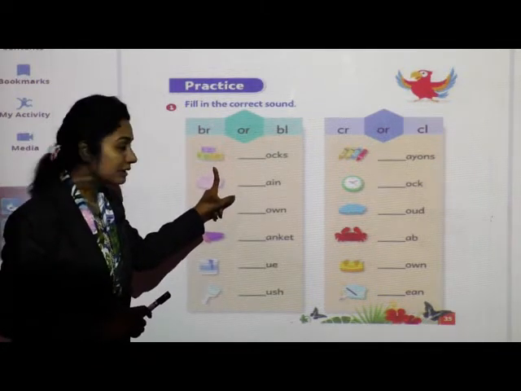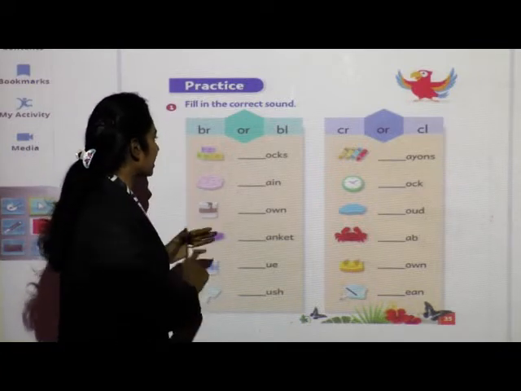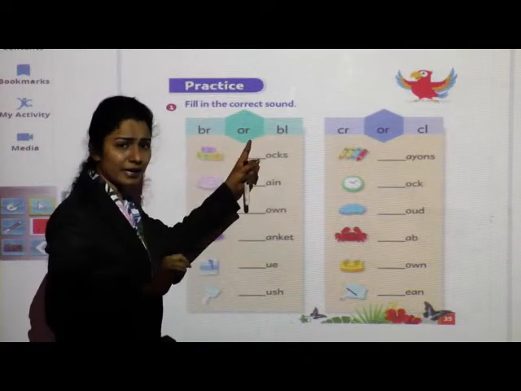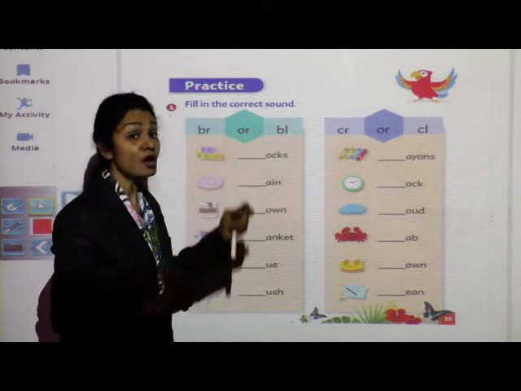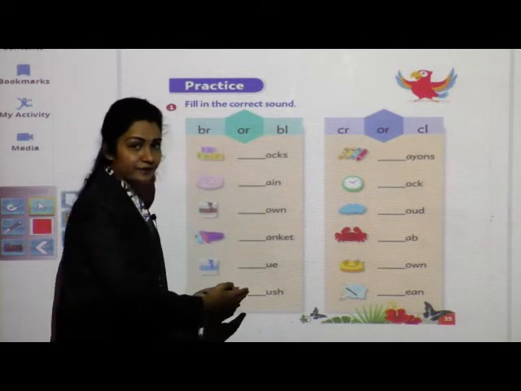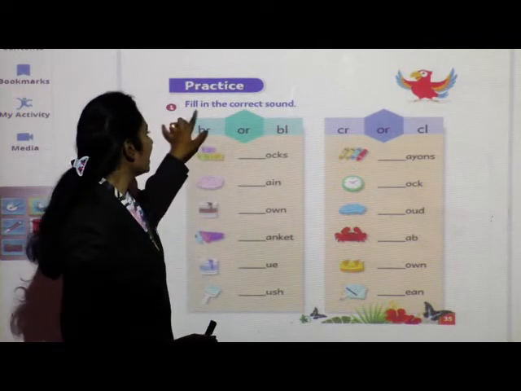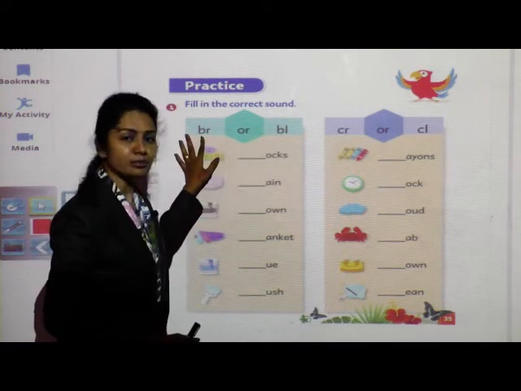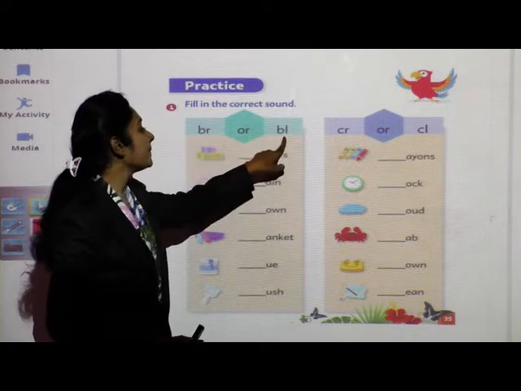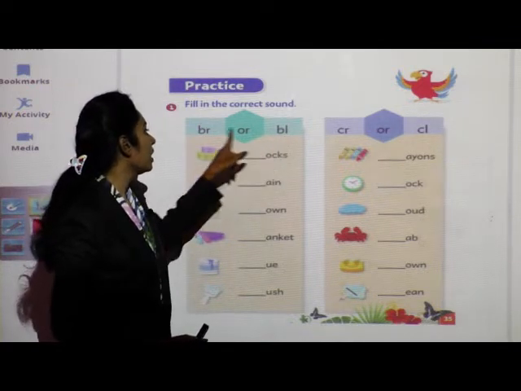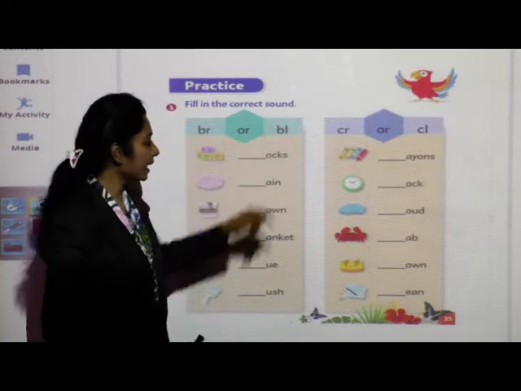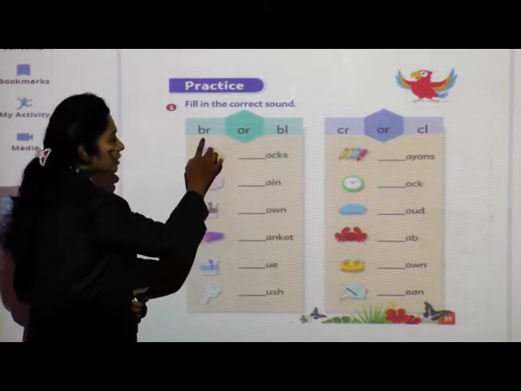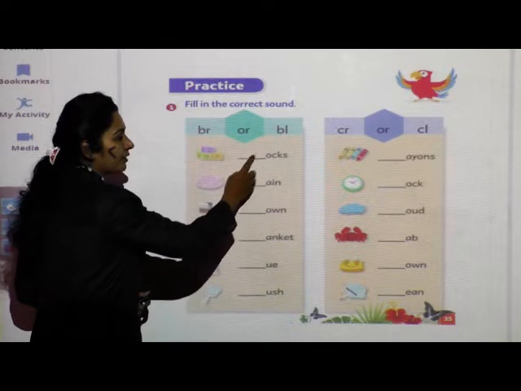These are blocks, right? So if you will see here children, br or bl, we have two options. Okay, from those options we are going to write here. Yes, just repeat after me. Fill in the correct sound. B-R, br, B-L, bl, br, bl. Okay, now these are the blocks. So children, tell me, br will come here or bl will come here?